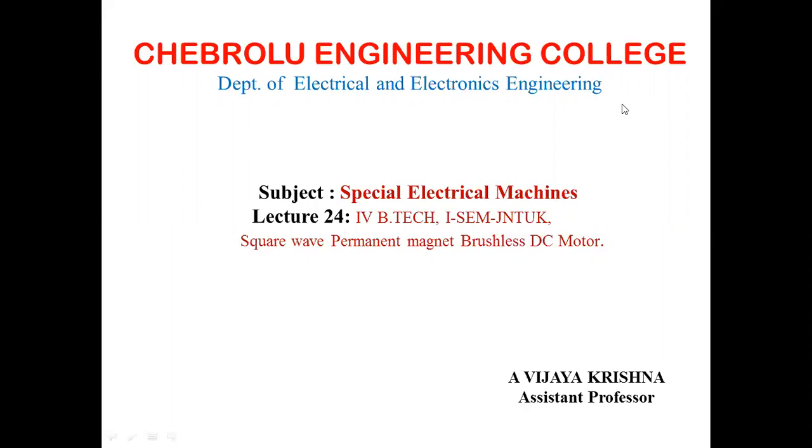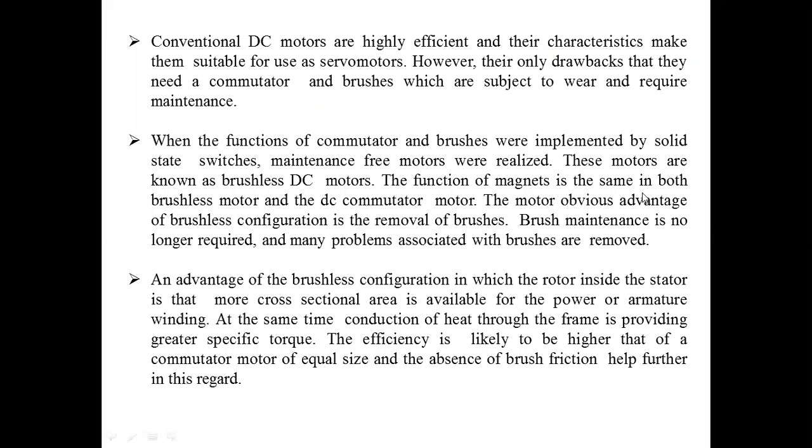If you go for an introduction to DC motors, we have conventional DC motors. Conventional DC motors are highly efficient and their characteristics make them suitable for use as servo motors. However, their only drawback is that they need a commutator and brushes, and regular maintenance is required. Why? Because the brushes wear and tear, and they require maintenance in conventional DC motors.